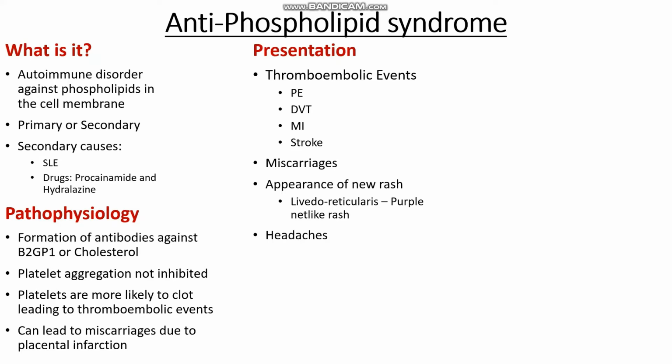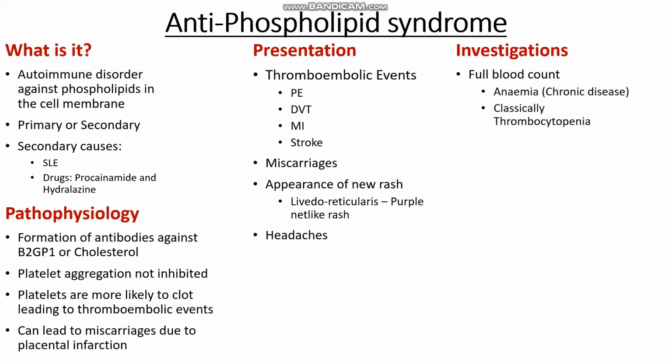So in terms of investigations, what can we do to investigate antiphospholipid syndrome? Well, the first thing we're going to do is a full blood count, right? And in a full blood count, we might see an anemia of chronic disease, and we might see a thrombocytopenia, classically, especially if these antibodies are directly targeting our platelets.